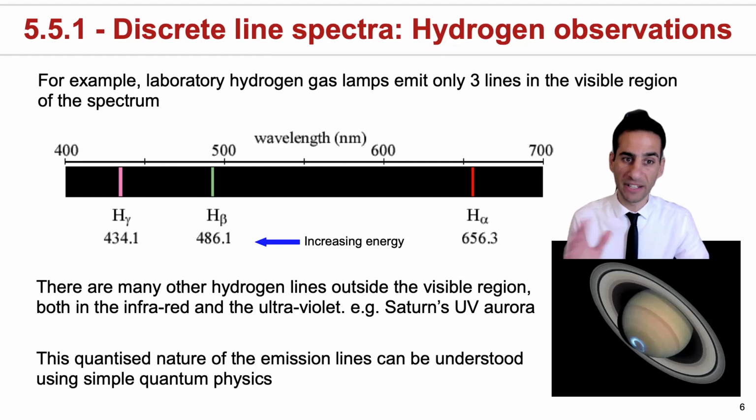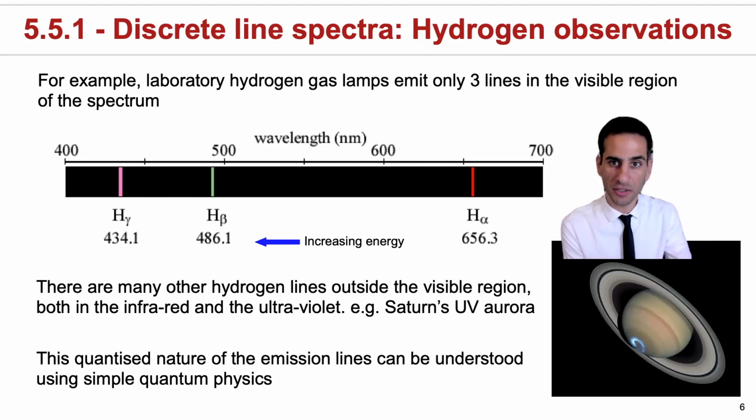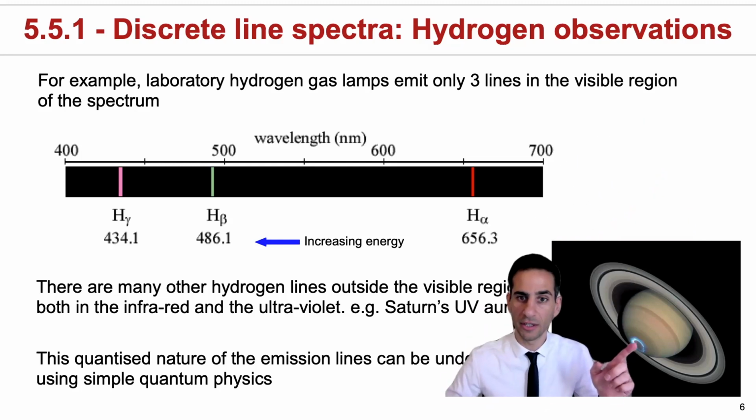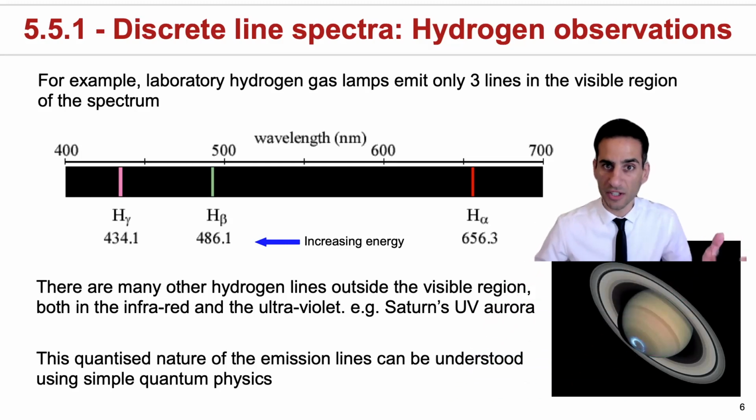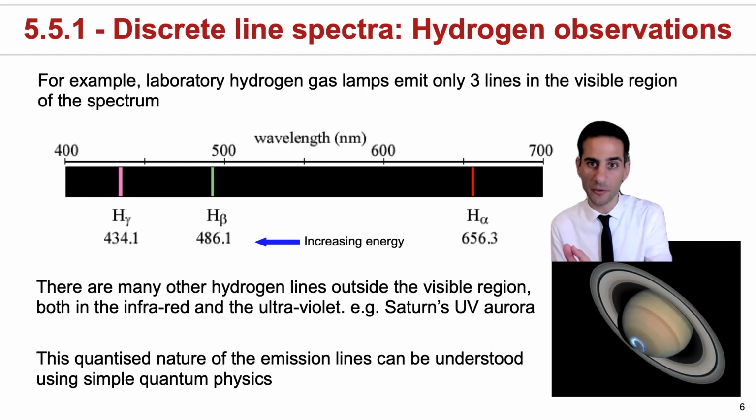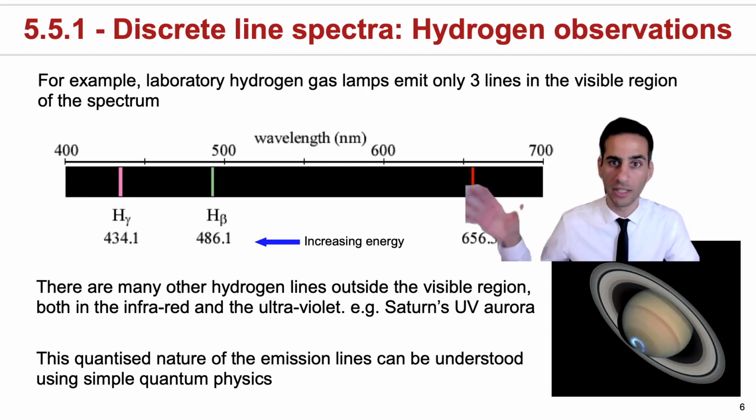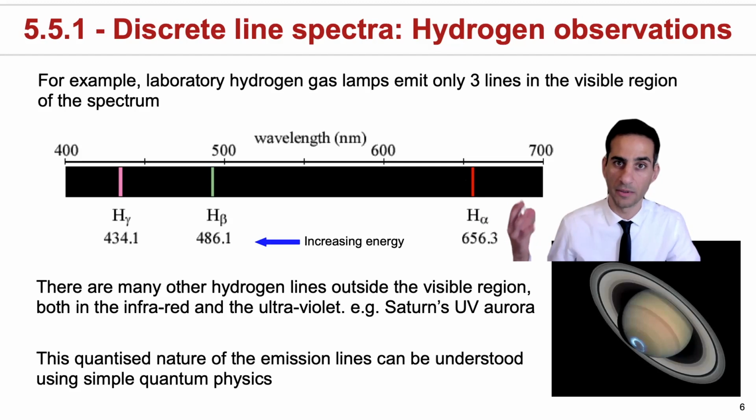There are, of course, many other lines in hydrogen, such as, for example, in the ultraviolet that we can see here. This is Saturn's aurora. This is actually Lyman alpha emission, ultraviolet in the rest frame. And there are also transitions into the infrared, but in the optical, this is all we would be able to see.